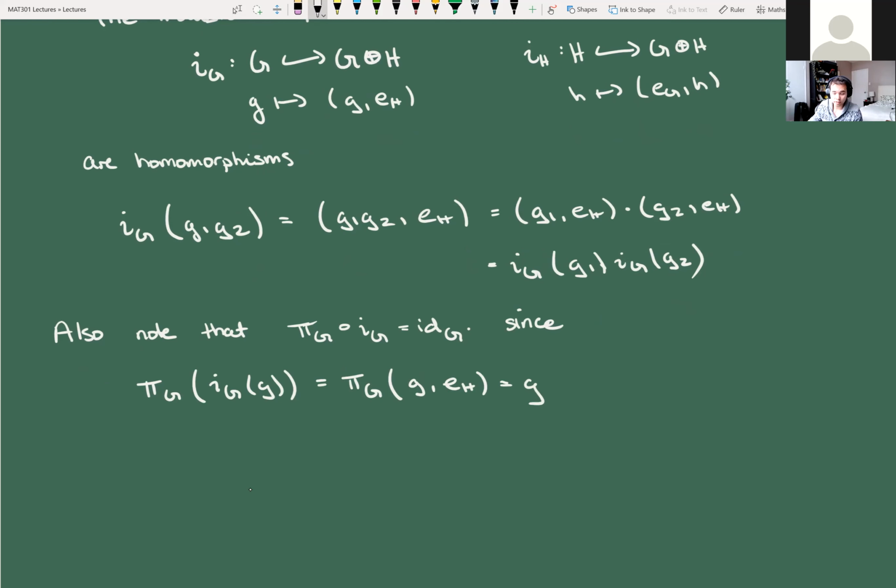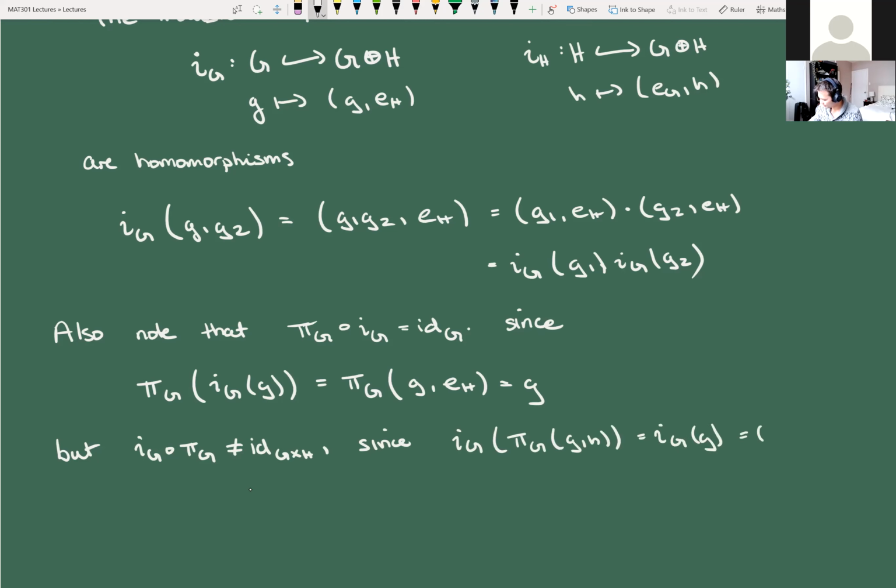So that is the identity, but the opposite direction is not true. I_G composed with pi_G is not the identity on G cross H, since if I take I_G pi_G of (G, H), that's I_G of G, that's equal to (G, E_H). And that's not going to be true for every (G, H). These two things aren't equal.